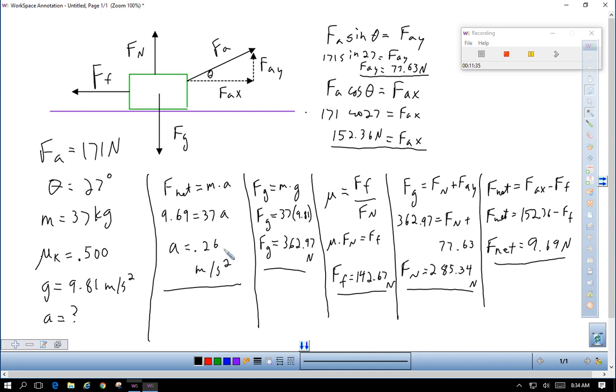All right, and so that is how we work a question with an object moving with friction across a flat surface but with an inclined force.